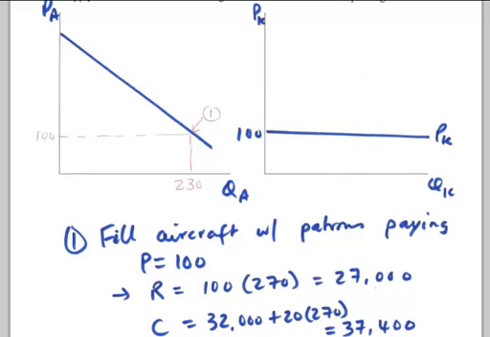The first thing we're going to try to do here is to see what the profitability looks like when we charge everyone $100. It is clear that with 270 seats at $100 each, we would earn $27,000 in revenue. And the cost is $20 per passenger times 270 passengers. That's $5,400 plus $32,000 in fixed costs, so that's $37,400. You can see that the profit would be a negative $10,400. Charging a price of $100 then would result in a loss.